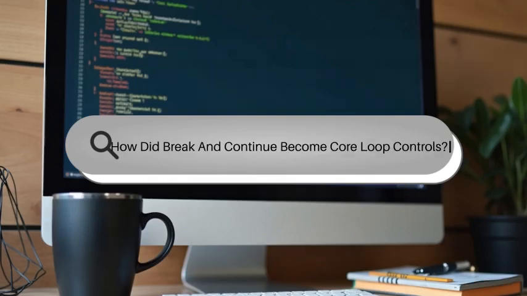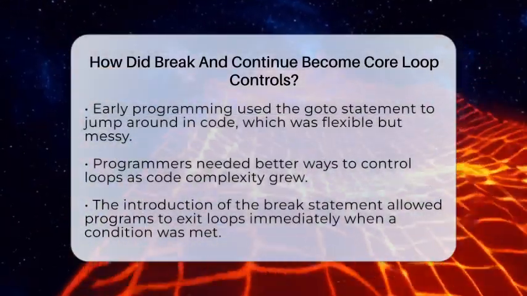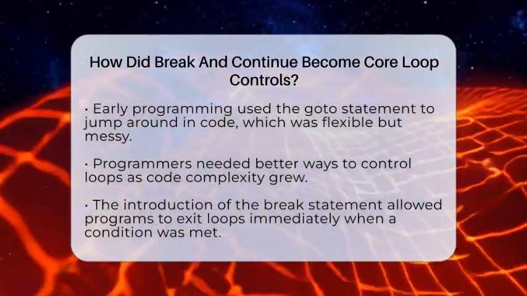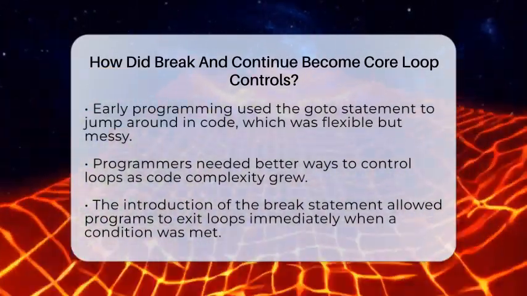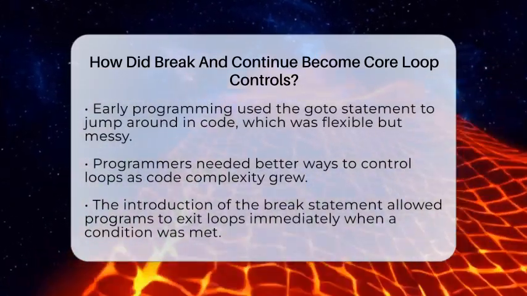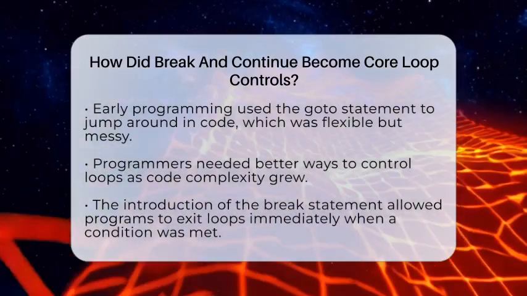How did break and continue become core loop controls? Imagine trying to tell a story where you want to skip some parts or jump out of a scene entirely. That's what break and continue do in programming loops. They help control how your code moves through repetitive tasks. But how did these simple commands become so important in programming languages?